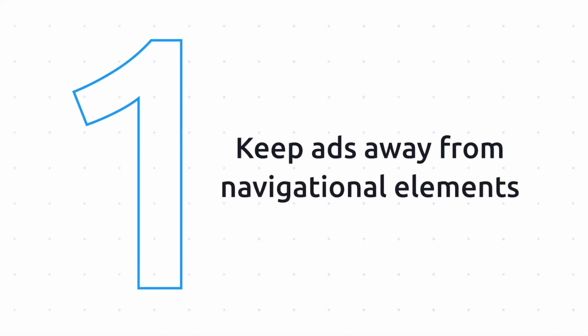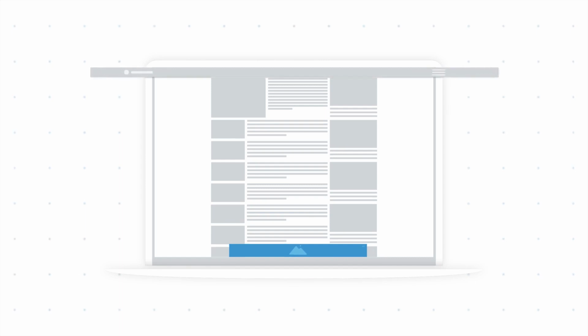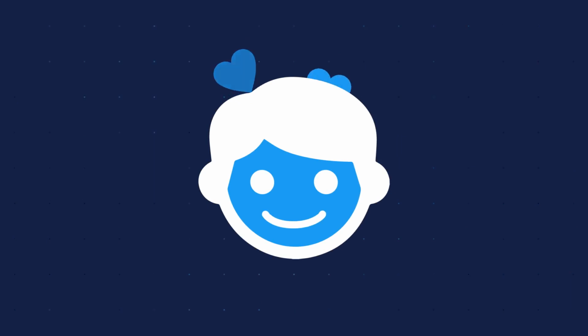Number 1, you want to keep ads away from navigational elements. When you're serving ads to users on your website or app, you need to remember this. Users generally do not want to click on ads, and they especially don't want to click on ads if they didn't intend to click on them. That's why it's critical to make sure you are keeping all ad content as far away from navigational elements, such as top-level website menus, as possible. Doing so can reduce accidental ad clicks and keep your users happier.